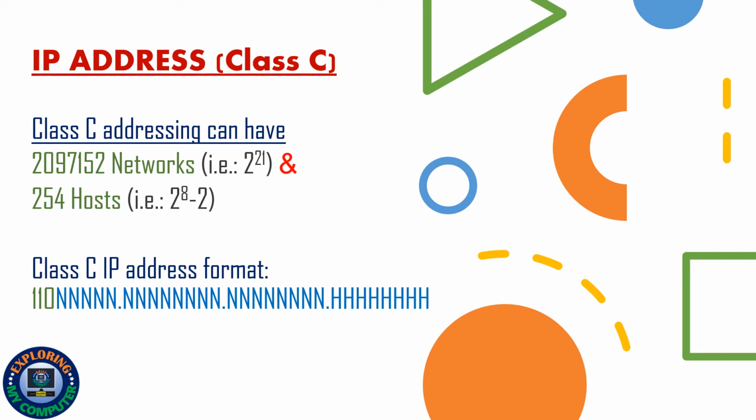Class C addressing can have 2,097,152 networks, that is 2 to the power of 21, and 254 hosts, that is 2 to the power of 8 minus 2.